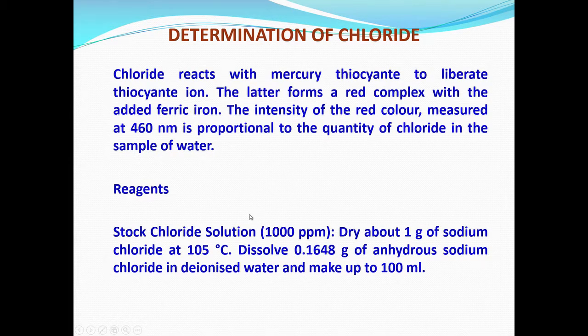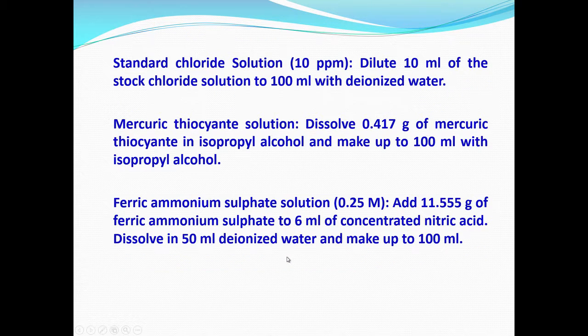So, what we need is stock chloride solution, that is about 1 gram of sodium chloride at 105 degree centigrade. To get this solution we have to dissolve 1.01648 gram of anhydrous sodium chloride in deionized water and make up to 100 ml. From this we prepare the working solution of 10 ppm, that is dilute 10 times.